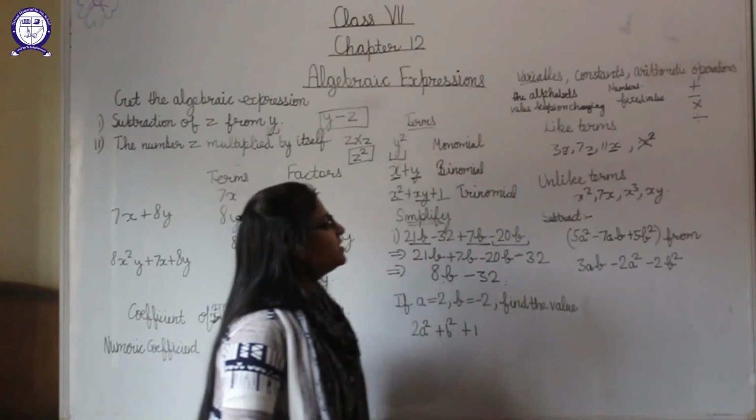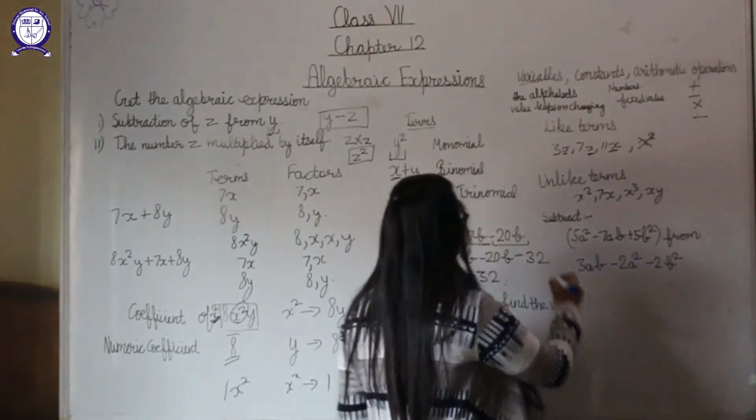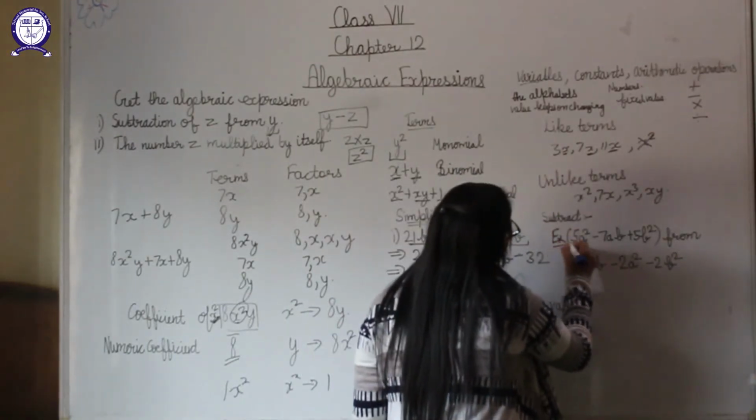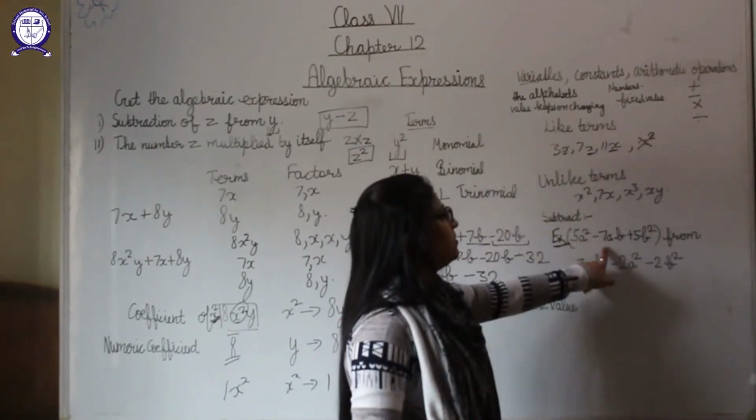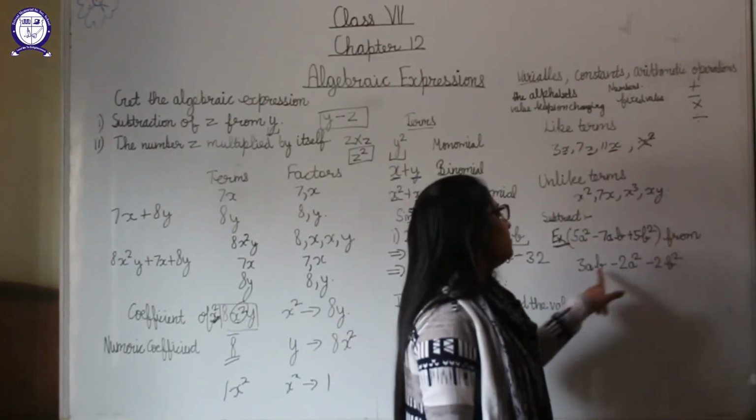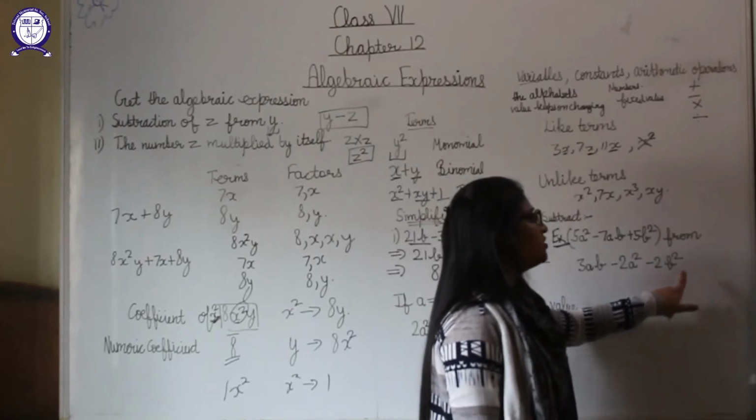Okay, now next is subtract. The question given to us is 5a square minus 7ab plus 5b square from 3ab minus 2a square minus 2b square.